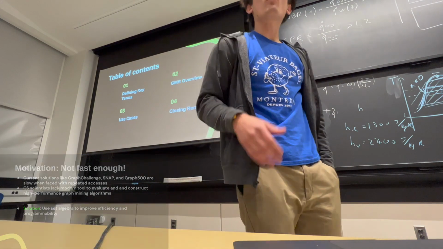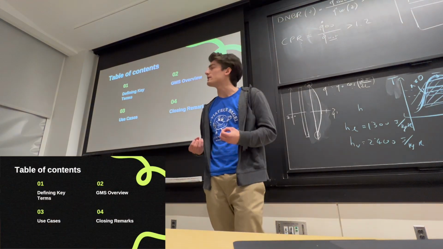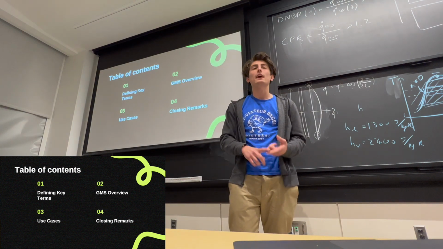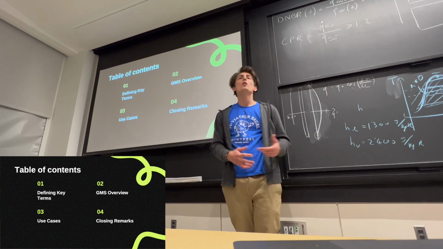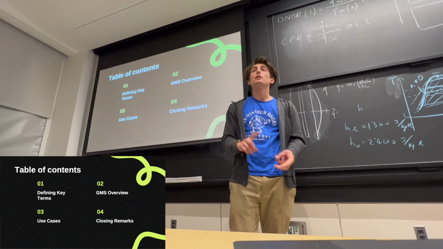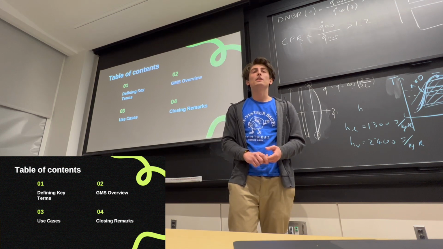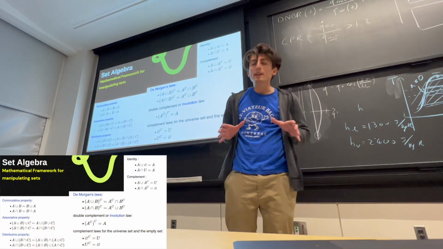Okay, now the overview here is that we're going to dive into some of the terms we need to understand some of what's going on with the paper and what exactly it's getting at. We're going to talk about the GraphMineSuite overview, so how it goes about what it does. We're going to talk about a couple of use cases, like the clique problem, as well as a couple of thoughts at the end. So, what is Set Algebra?